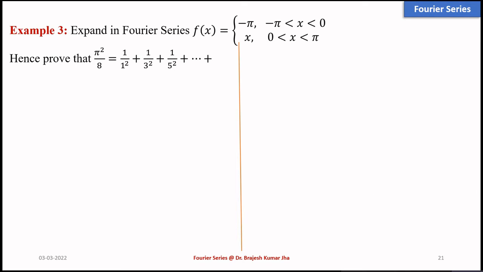Now we will see question number 3, the second question for today's lecture. Expand the Fourier series. f(x) is given as minus pi for minus pi to 0 and x for 0 to pi. It means the function is broken in 2 parts. From minus pi to 0 we have to integrate minus pi, and from 0 to pi we have to integrate x. And as usual, after having the Fourier series, we have to prove this series. So again, it is a little bit different from the previous one.